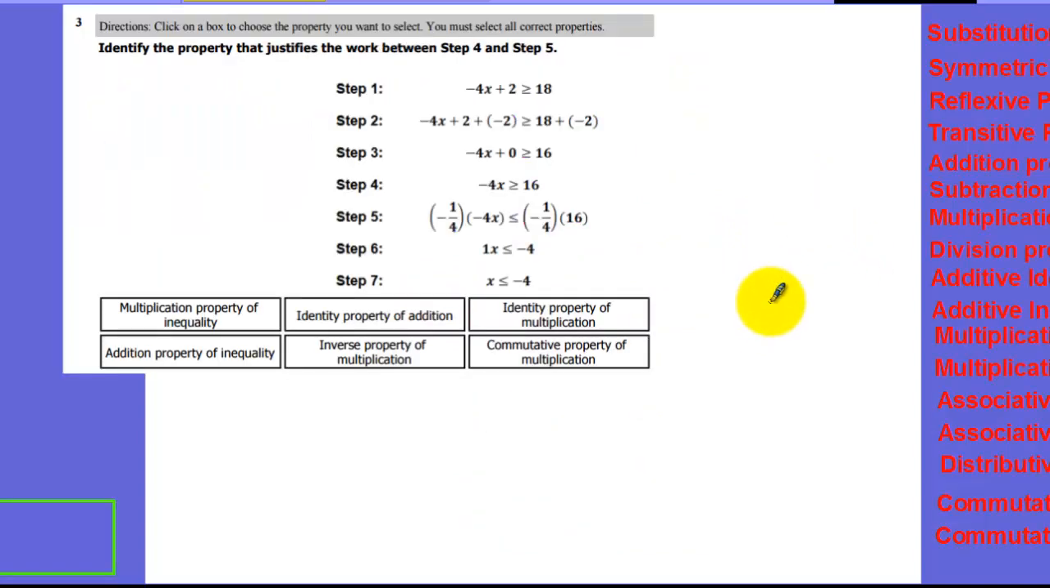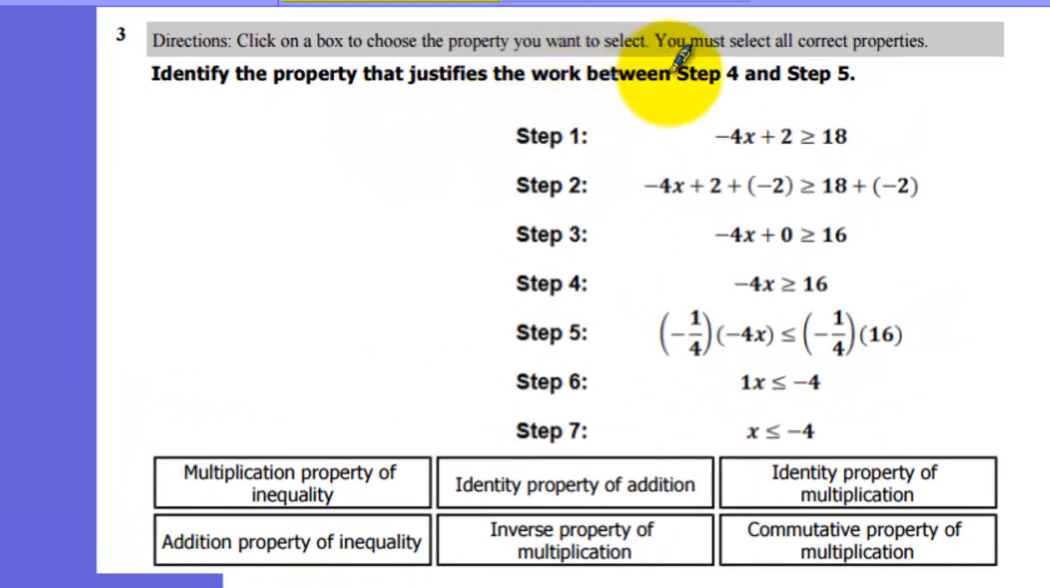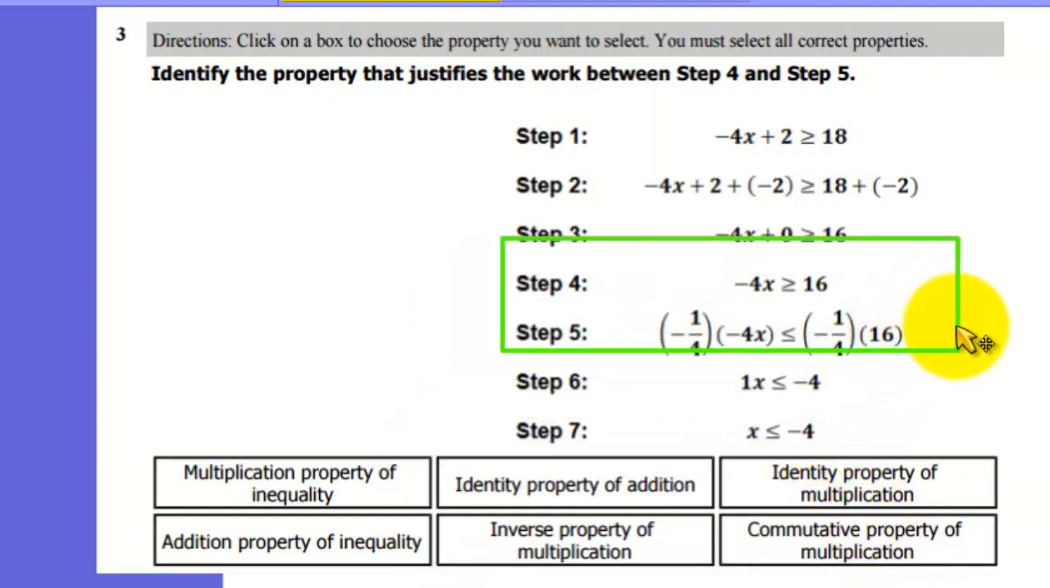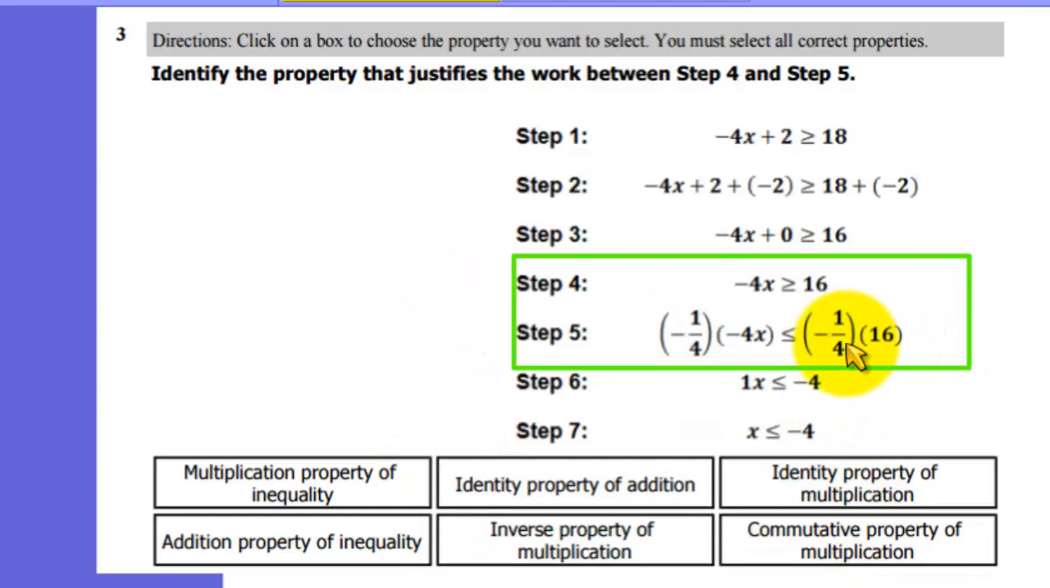Next common mistake: identifying the property that justifies the work between step 4 and step 5. So we need to identify the work in order to get step 5 from step 4. We'll try to identify all the properties that we have from step 1 to step 7 as a review. For the first one, that is always our given.